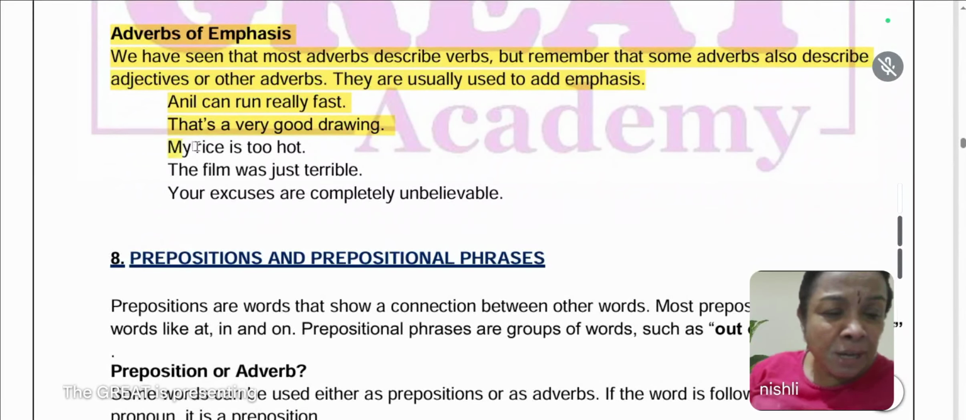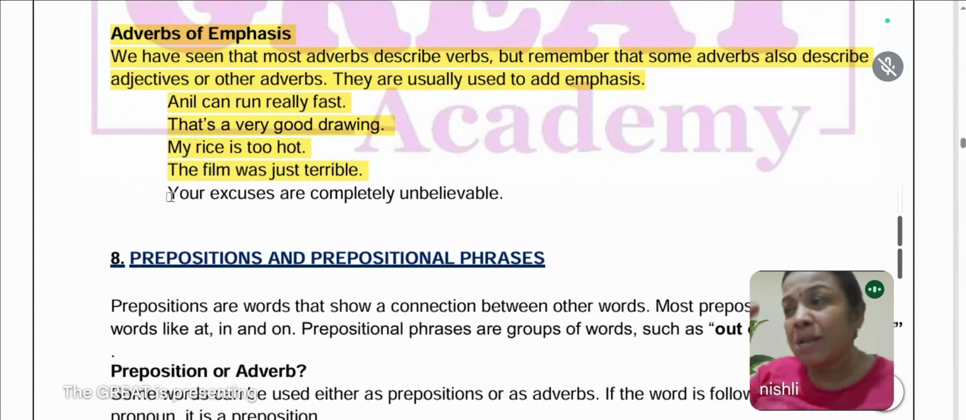Next is, my rice is too hot. Too is the adverb of emphasis here. Too hot. How hot is it? Very hot. Too hot. The film was just terrible. Just is the adverb of emphasis here. Just terrible. It's just terrible.